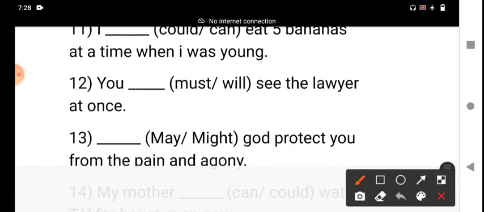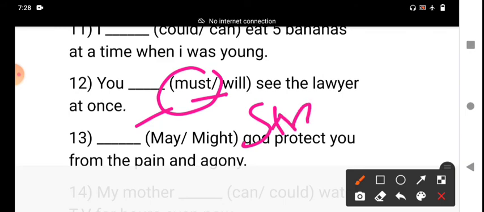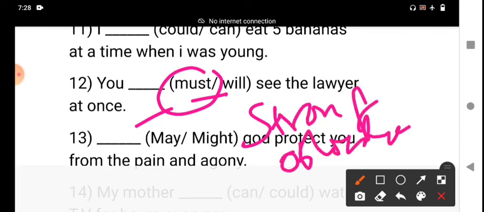This one is must or will. You must see, you will see the lawyer at once. What is the answer here? We should select must instead of will. Why do we select that answer? The modal verb: you must see the lawyer at once. One of the uses of the modal verb must is that it expresses strong obligation and necessity.